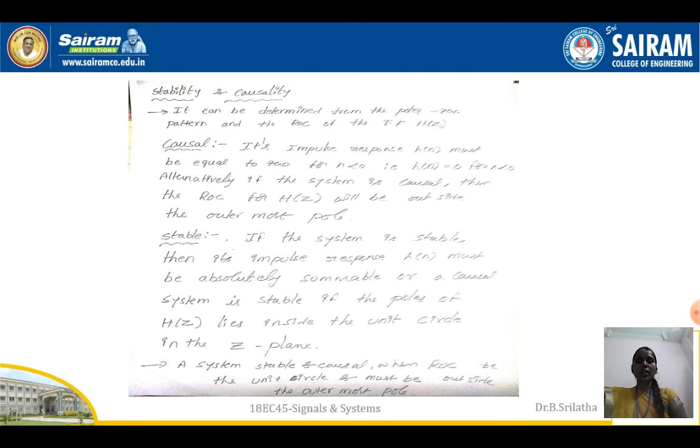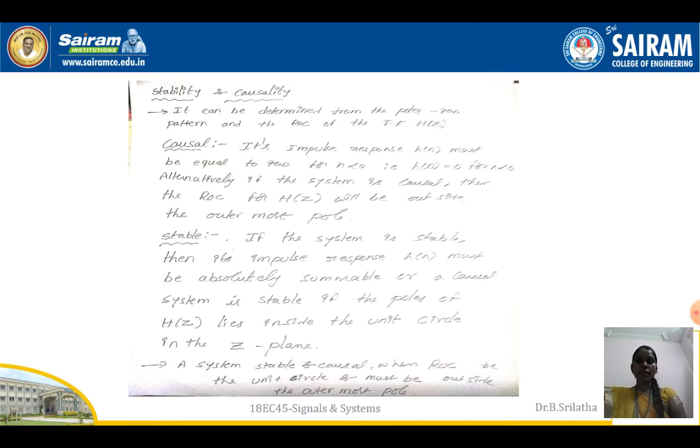Causal means its impulse response h(n) must be equal to 0 for n less than 0. That is, h(n) is equal to 0 for n less than 0. Alternatively, if the system is causal, then the ROC of H(z) will be outside the outermost pole. That is causality.